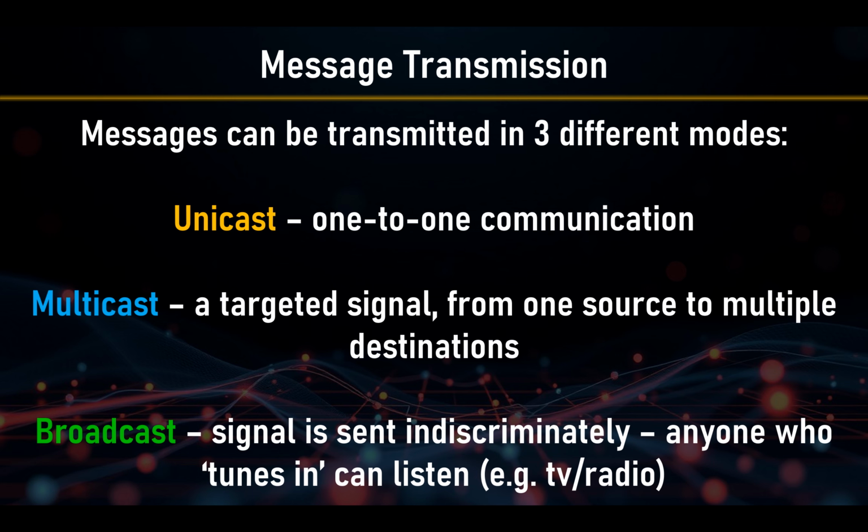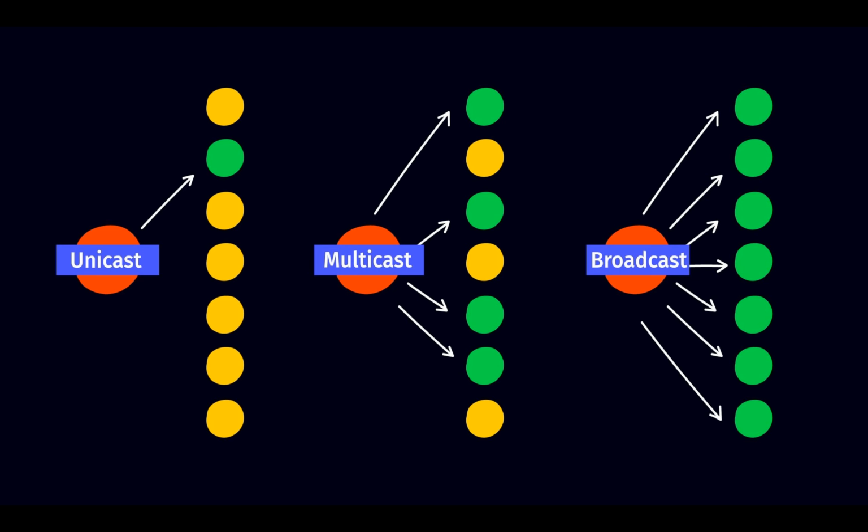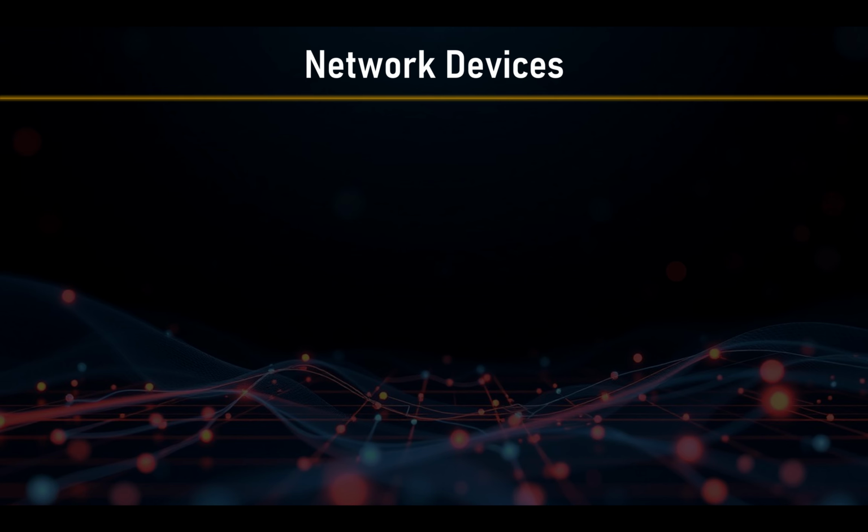And finally, broadcast, so signal sent indiscriminately, right, anyone who tunes in can listen, e.g., TV, radio, that's going to be broadcast. Because anyone with an antenna can then listen to that. And hopefully this makes sense. Unicast, obviously, to one device, multicast, to several devices, broadcast, just to everyone.